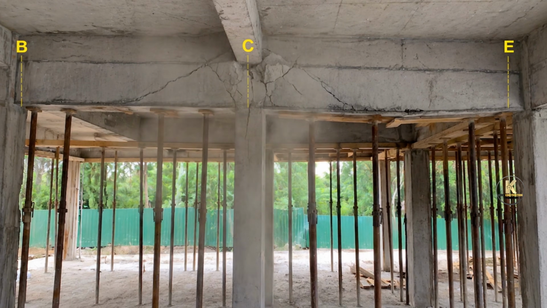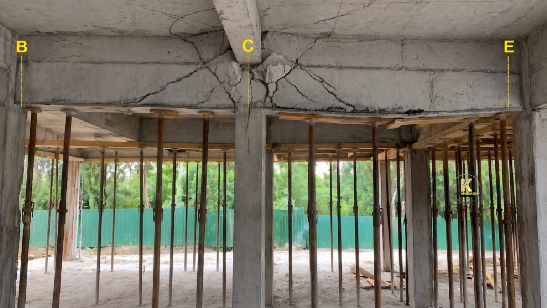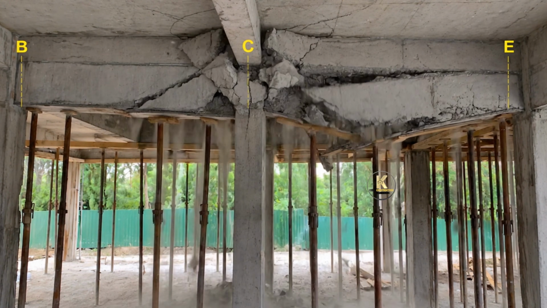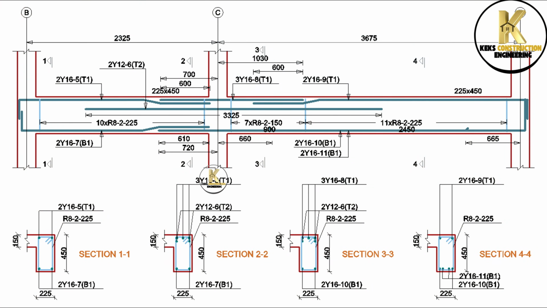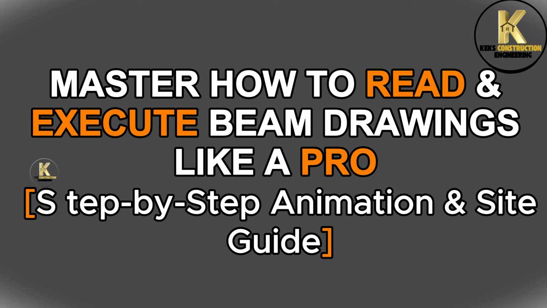Most building failures don't happen because of bad materials, they happen because of bad interpretation of drawings. Today, I'm going to show you how to read beam reinforcement drawings like a pro and execute them correctly on site so that your building will not be at risk.